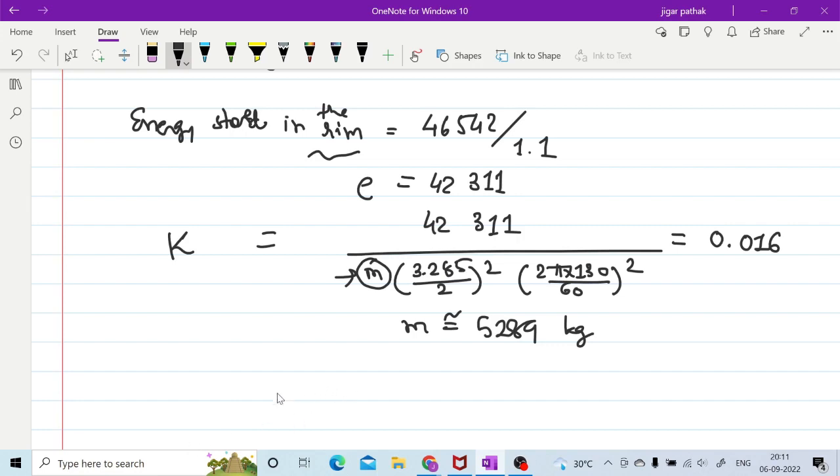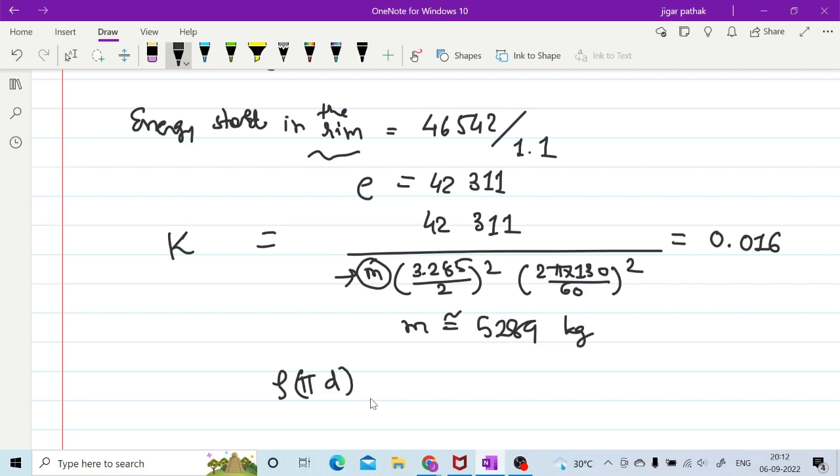So once you are done with this, then you have to calculate the dimensions. Here, 1.1 is what factor? Why did you divide 46542 by 1.1? Because it is mentioned in your problem statement that the total energy is 1.1 times the energy stored in the rim. That is why I have divided whatever energy we have calculated by 1.1, because we are calculating rim dimensions.